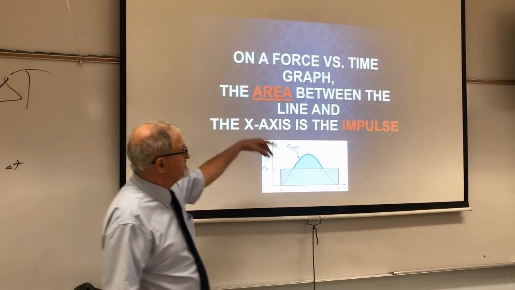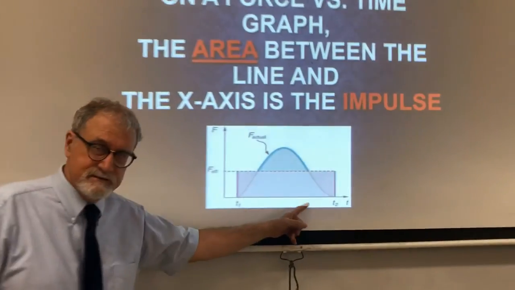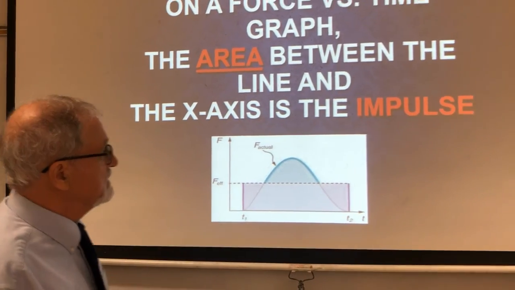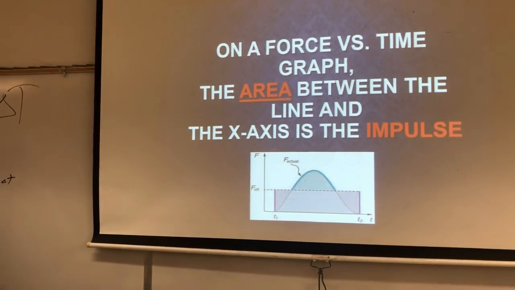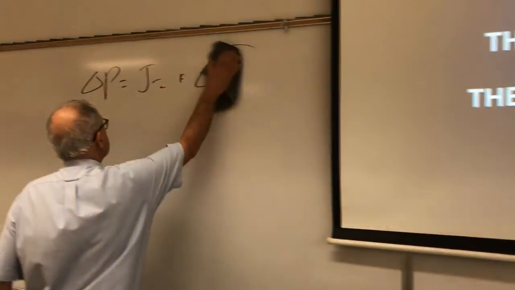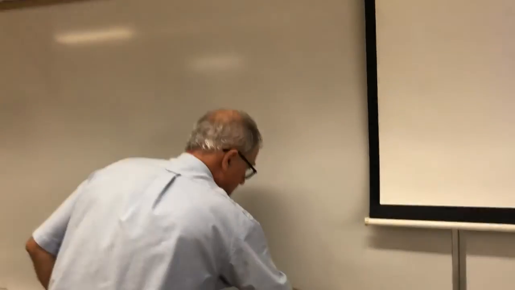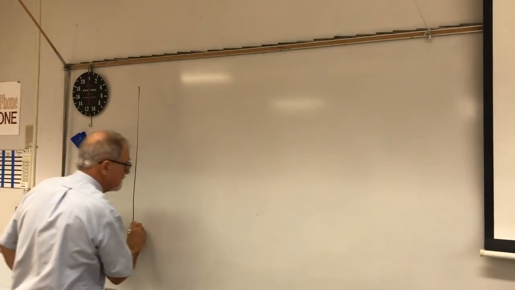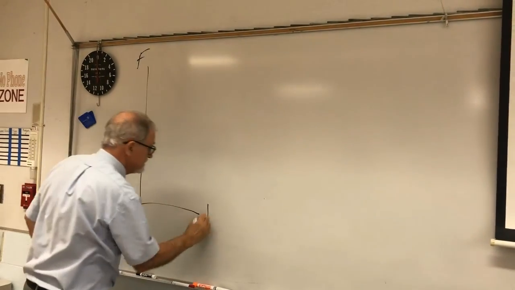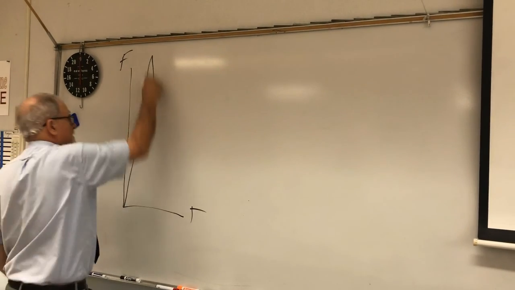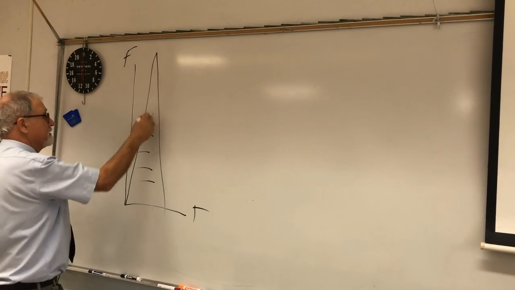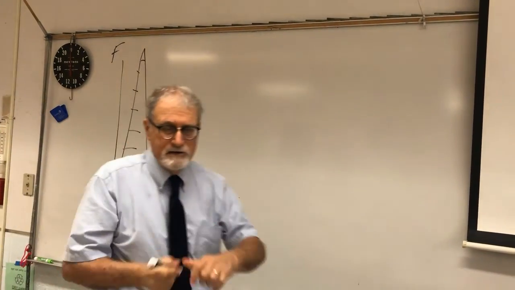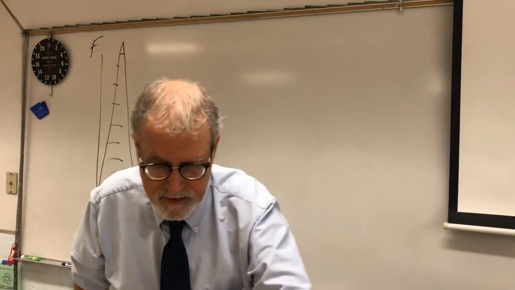On a force versus time graph, the area between the line and the x-axis is the impulse. For example, with the golf ball, force, time, you have this much area, a very small amount of time, and a very large amount of force when the golf ball is attached to the head.